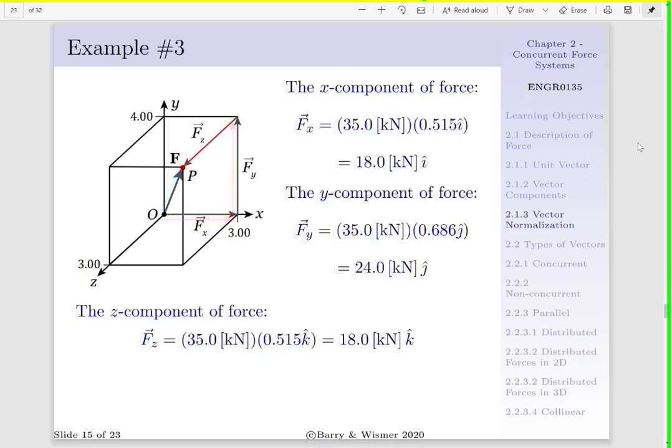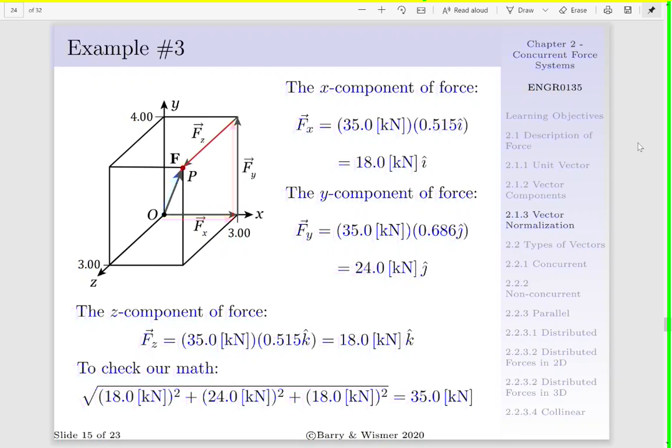Lastly, the z component of force is going to be the magnitude of our force, 35.0 kilonewtons, times the z component of our unit vector, which is 0.515 k hat, which gives us 18.0 kilonewtons in the z direction. To check that we've done the math correctly, we're going to take the magnitude of our force vector. That is, we're going to take the square root of the sum of our squares. That is, we're going to take the square root of f sub x squared plus f sub y squared plus f sub z squared. And we arrive at 35 kilonewtons, which indicates that we have done the math correctly.